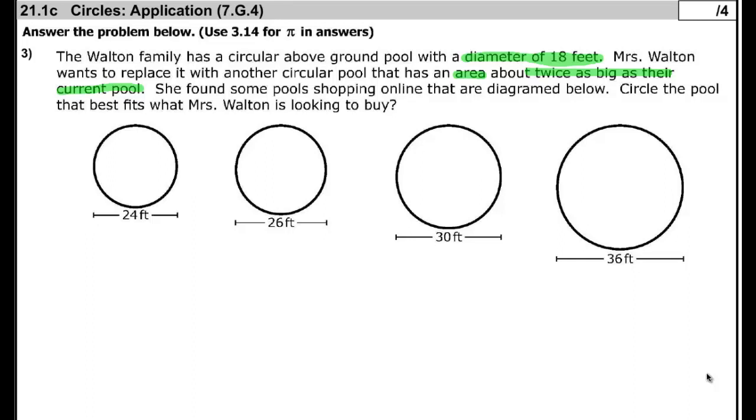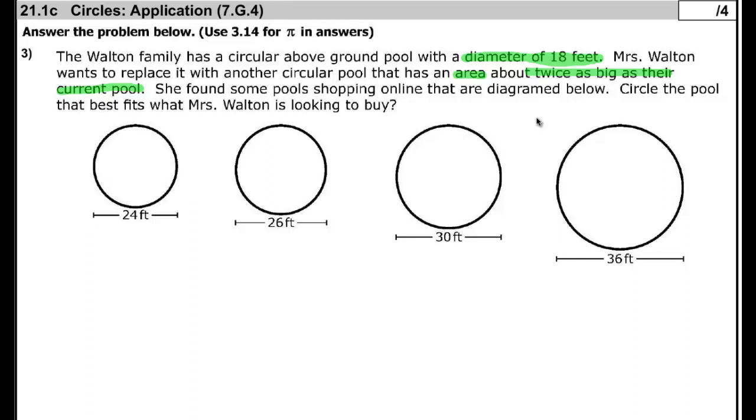This is the application problem for area of circles. We're going to be doing another one of these application problems where we're given one circle and we have to match up another circle to some variation of it. In this case, we're doing pools. The original pool has a diameter of 18 feet. We need a new pool that has an area twice as big.